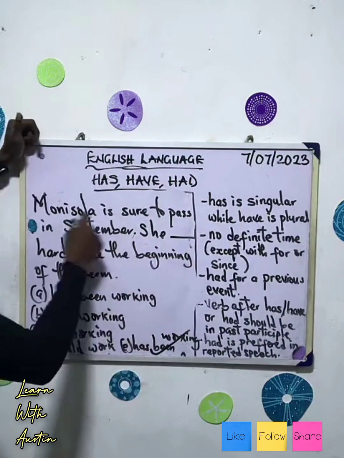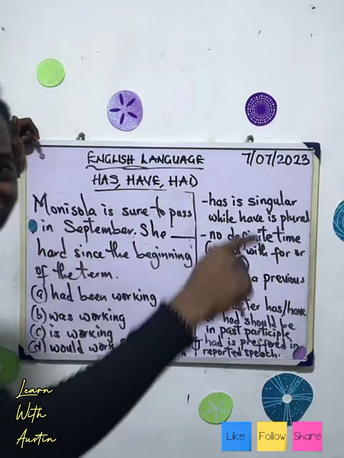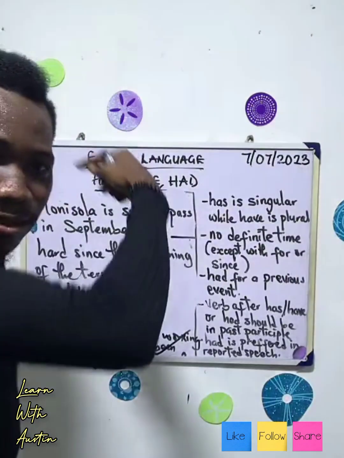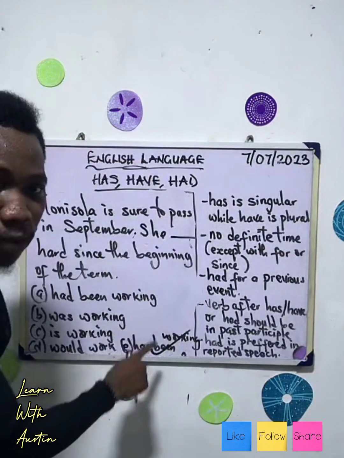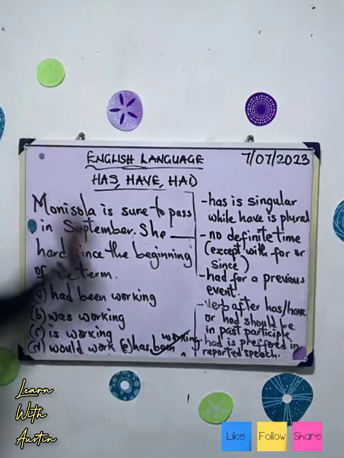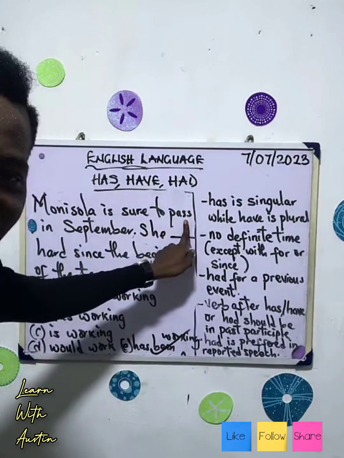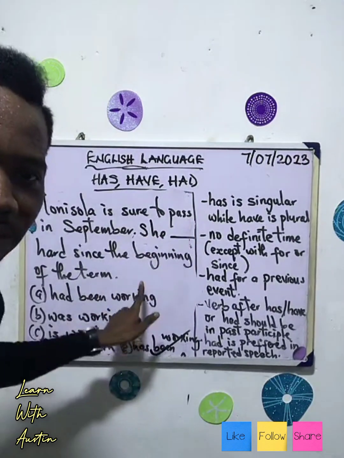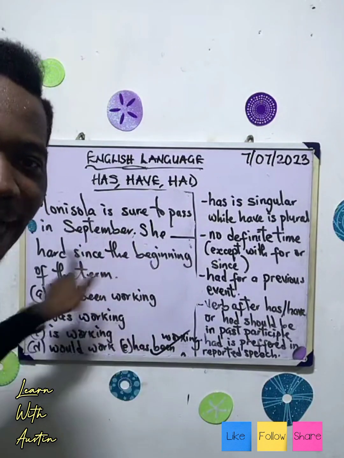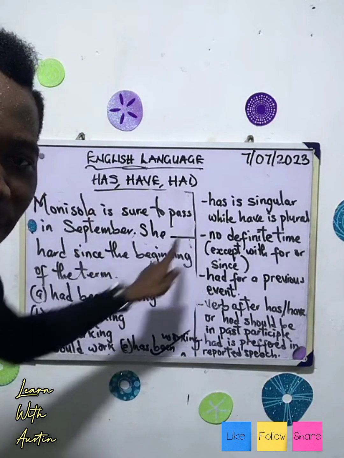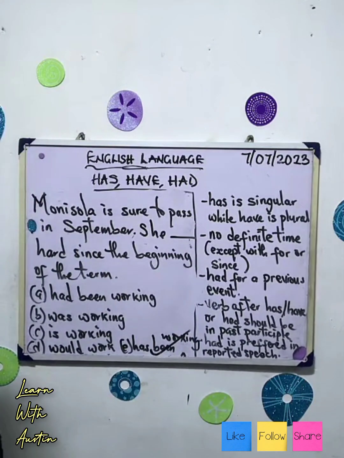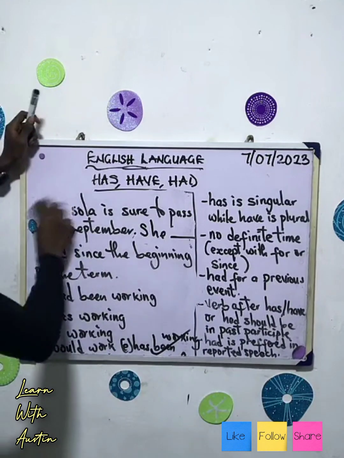But if it's Monishola passed, then it will be because she had. But this is present tense, alright? So you are going to have she has been working. So this is the correct answer. Again, if this was to be passed, then you have had been working. Monishola passed in September, she had been working hard. But Monishola is sure to pass in September. She has been working hard. So the answer is E and not A. Yeah. So let's move on.